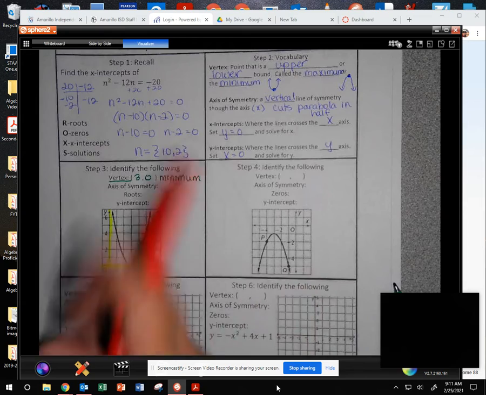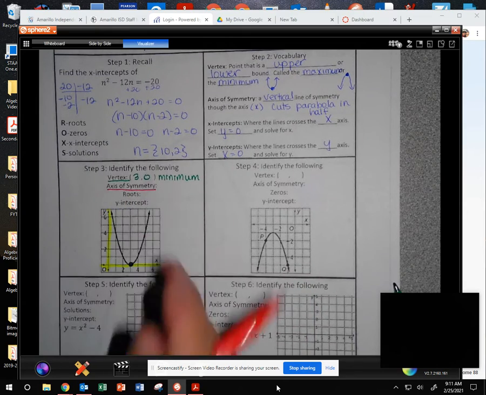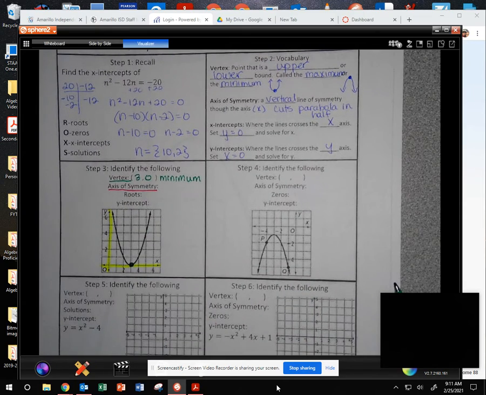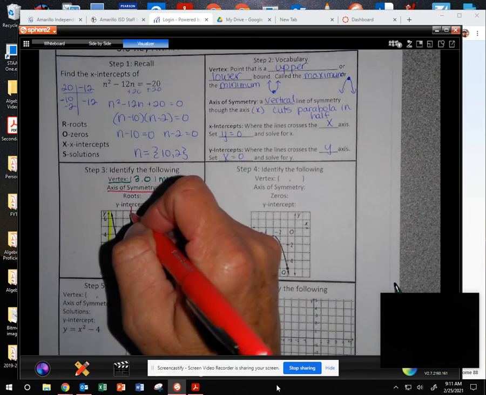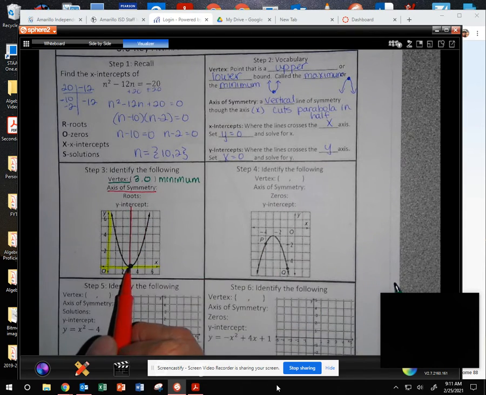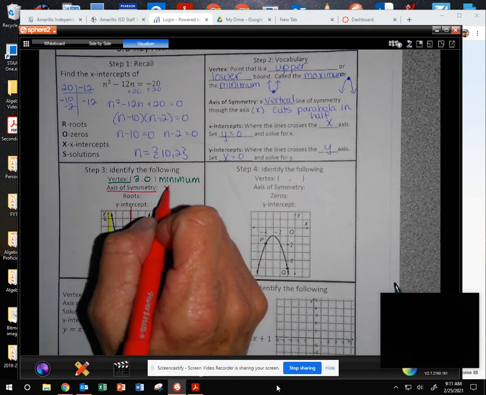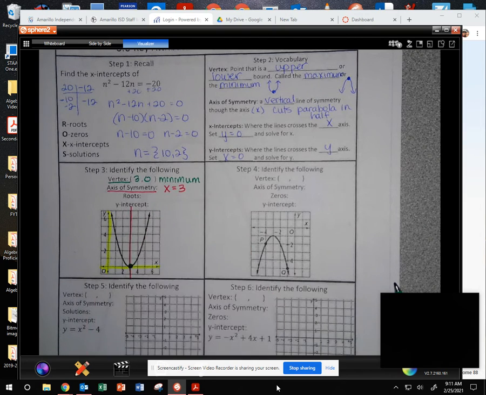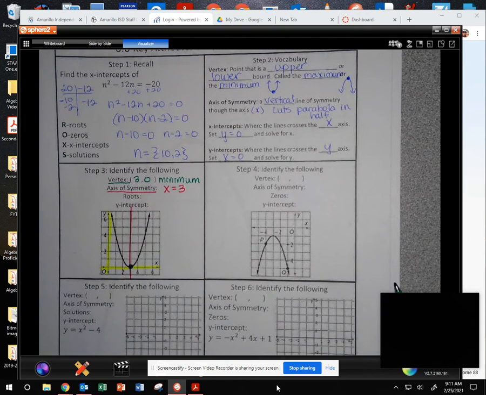My next one is going to be my axis of symmetry. My axis of symmetry is a vertical line that cuts the parabola in half. So it would be right here. What is the point that I go through? It would be x equals 3.